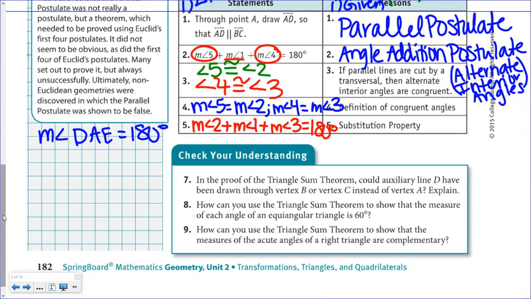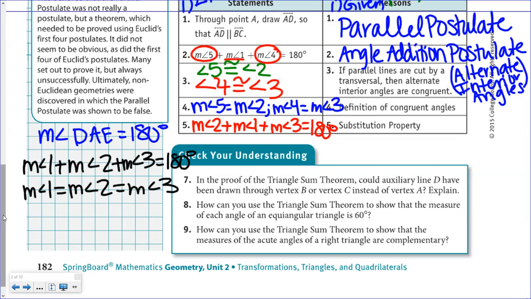How could I use the triangle sum theorem to show that the measure of each angle in an equiangular triangle is 60 degrees? So first off, triangle sum theorem says that the measure of angle 1, the measure of angle 2, the measure of angle 3 equal 180. If it is equiangular, that means the measure of angle 1 equals the measure of angle 2 equals the measure of angle 3. They're all three the same. And so by substitution, I can actually say that 3 times the measure of angle 1 would equal 180 degrees.